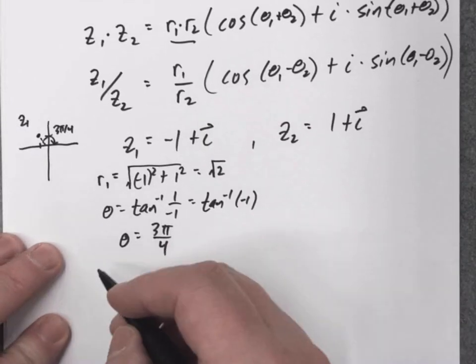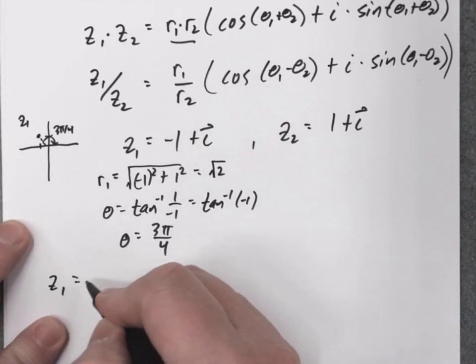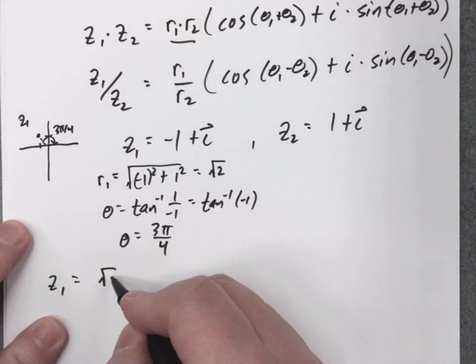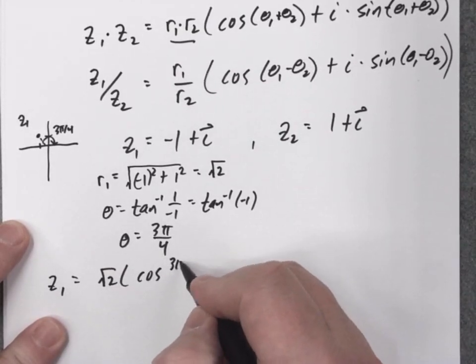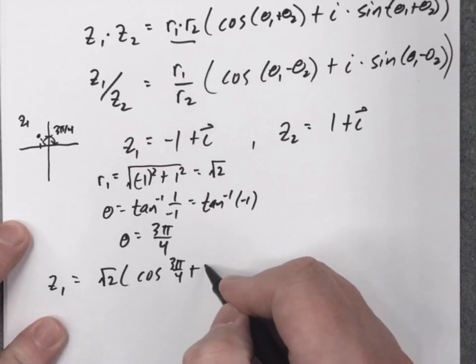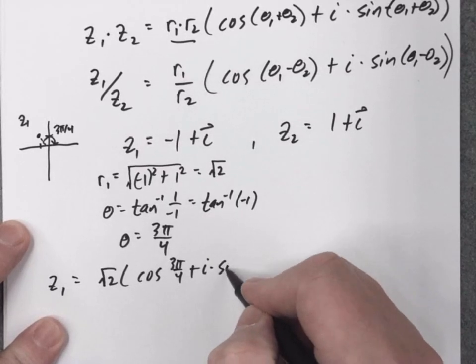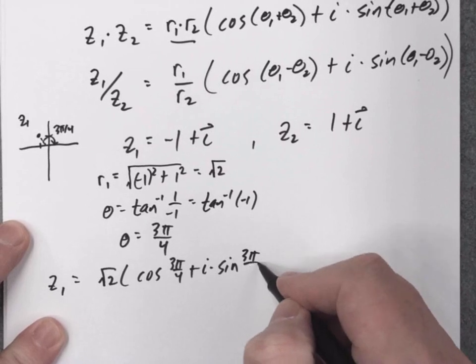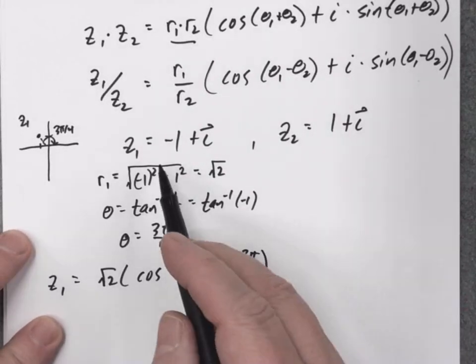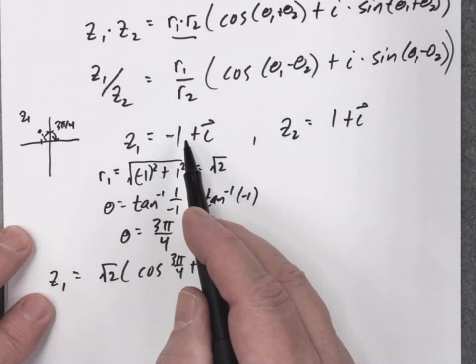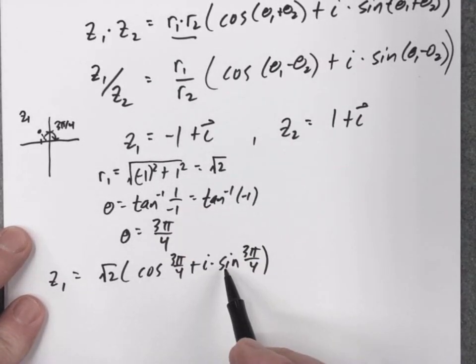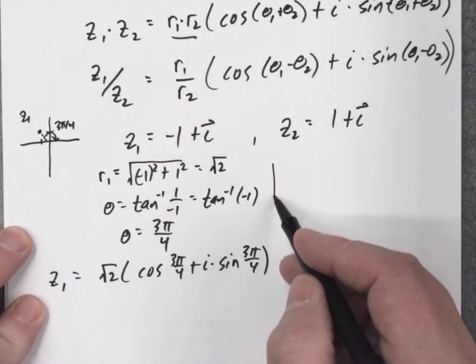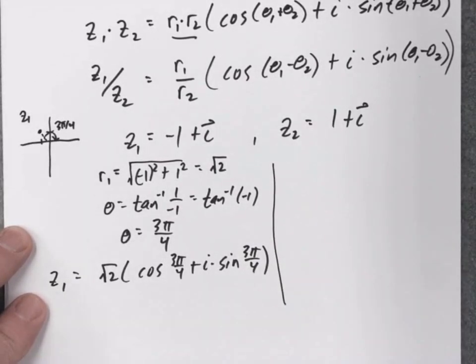Therefore, now, z1 is r cosine of 3 pi over 4 plus i sine of 3 pi over 4. So I've now converted this first complex number in rectangular coordinates into trigonometric. Need to do the same thing for my second complex number.